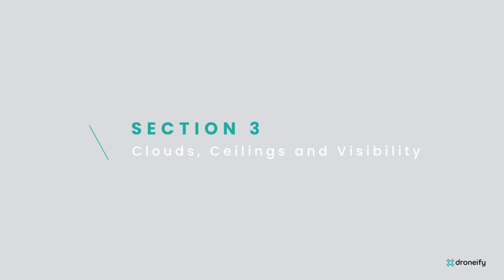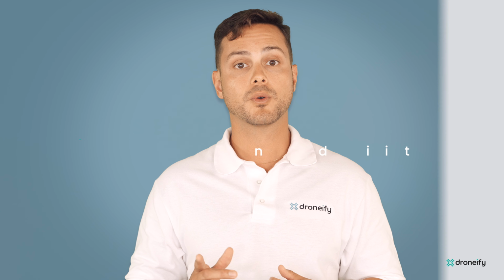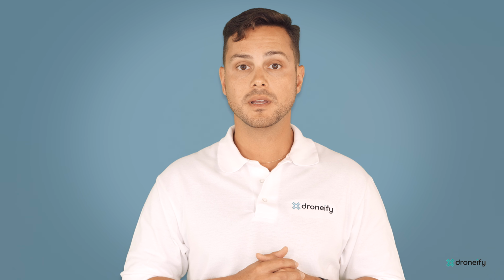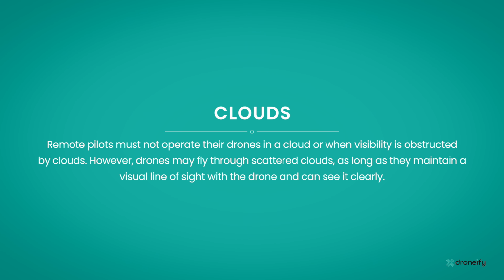Under FAA Part 107 regulations, remote pilots are required to maintain specific cloud ceiling and visibility requirements during their operations. Here are the general requirements. Clouds. Remote pilots must not operate their drones in a cloud when visibility is obstructed by the clouds. However, drones may fly through scattered clouds as long as they maintain visual line of sight with the drone and can see it clearly.